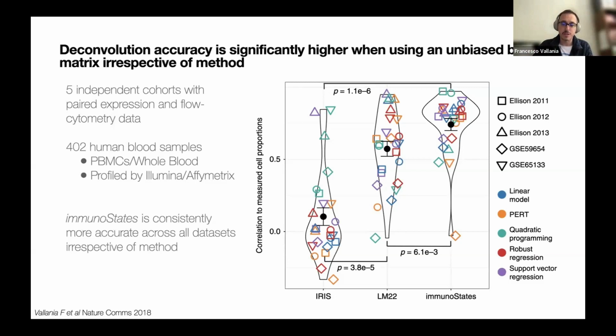And what you see is that using this approach, irrespective of the regression algorithm that you use, there's a higher correlation with the ground truth compared to the other methods. That's likely because you're being more robust, less biased, less confounded, and therefore more likely to be accurate. That's basically what we found.